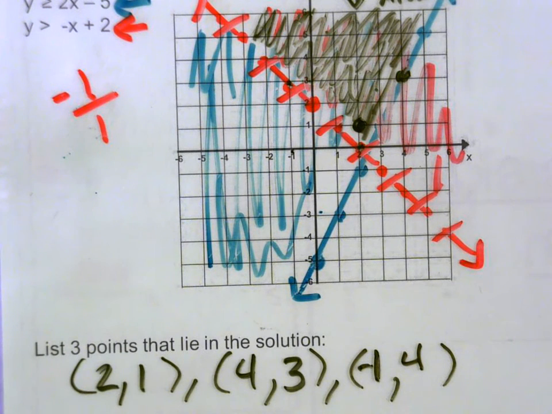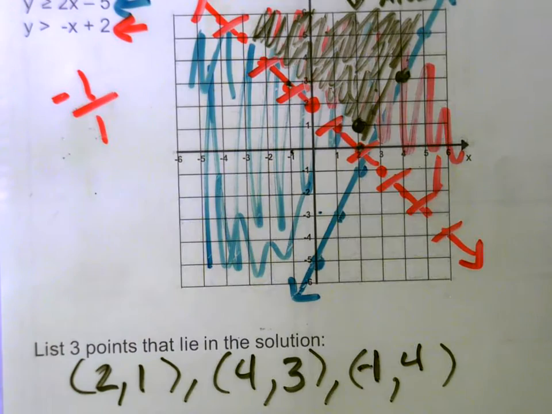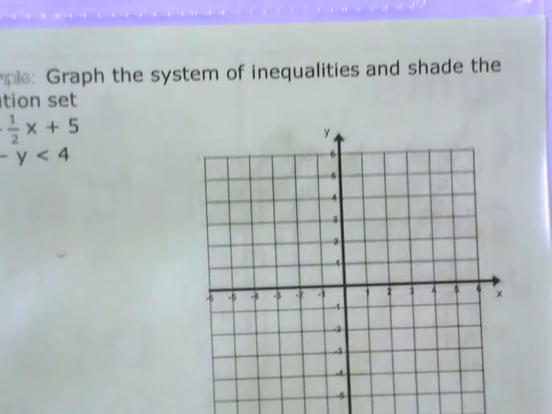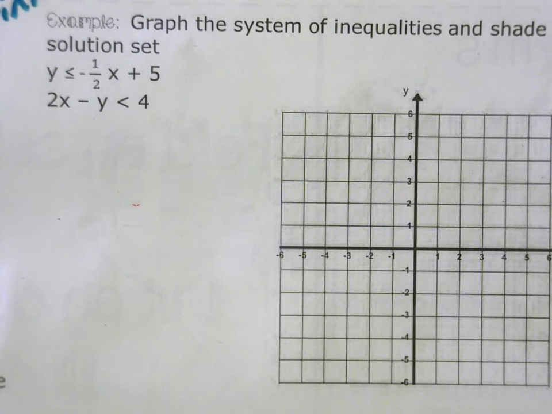What about 1, 500? Yes, it would fall way up here, right? It would be in the solution set. Just because it's not on the actual graph doesn't mean it's not a solution point. So look at this next example.